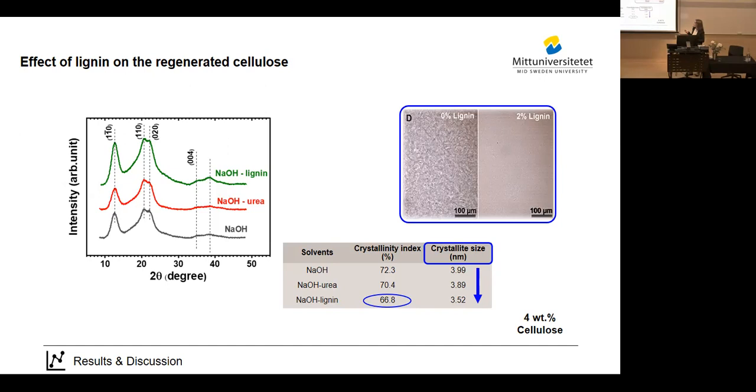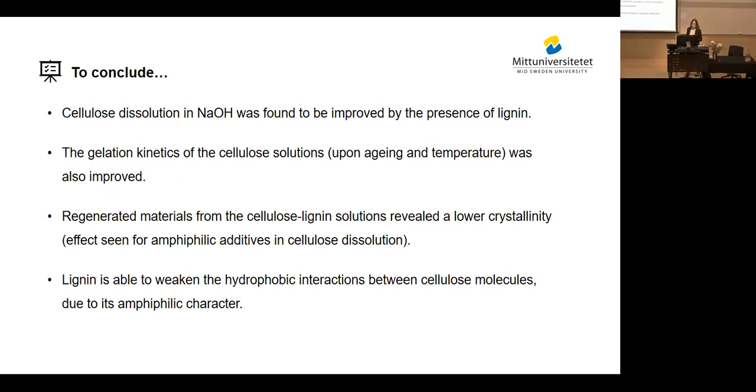So to conclude on this part, cellulose dissolution in sodium hydroxide was found to be improved by the presence of lignin. The gelation kinetics of cellulose solutions upon aging and temperature was also improved. Regenerated materials from the cellulose lignin solutions revealed a lower crystallinity. And also lignin might be able to weaken the hydrophobic interactions between cellulose molecules due to its amphiphilic character.